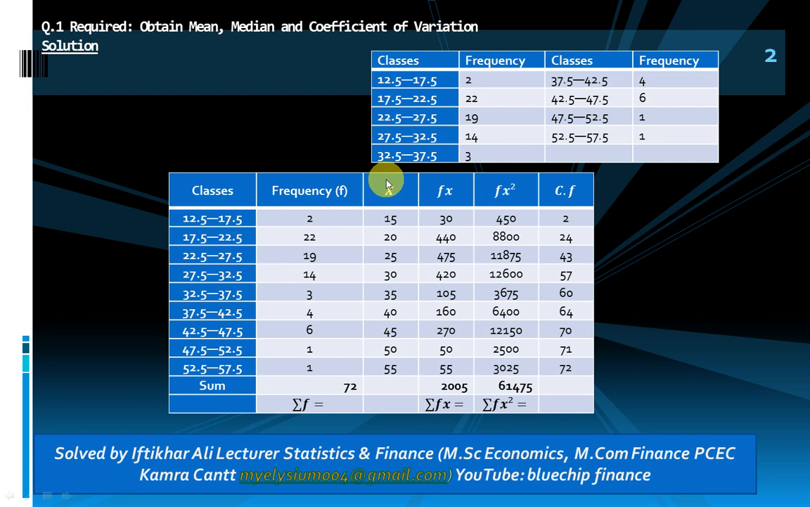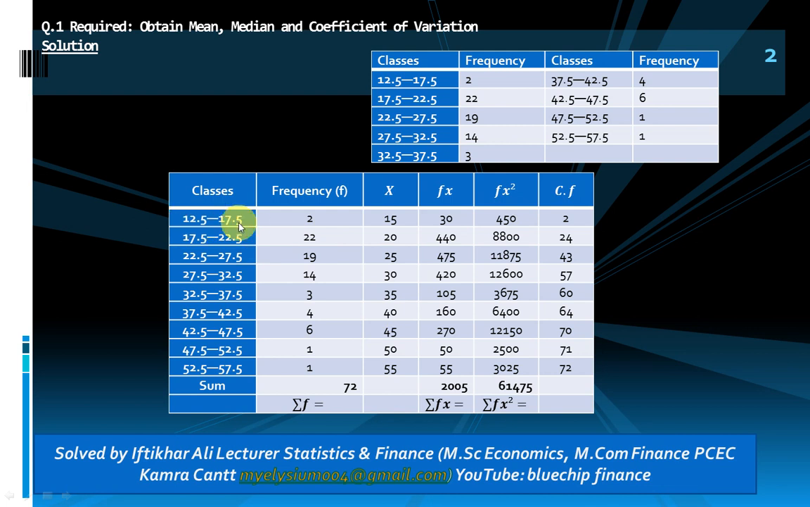The second important thing is the class mark. Just simply add up these two class boundaries and divide the result by 2. So (17.5 + 12.5) divided by 2 equals 15, and then just add the h to the next subsequent values. So what is the h?